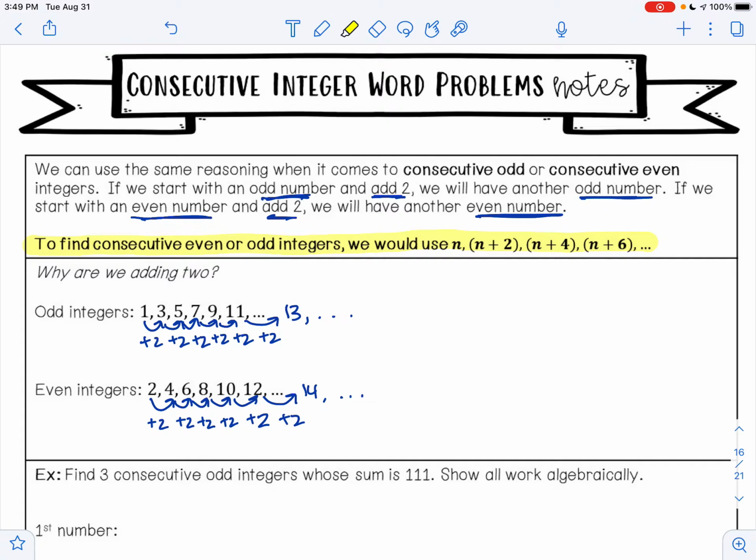So if you look, it doesn't matter if you have odd numbers or even numbers, you're always adding 2. And that is why, instead of adding 1 every time, we're adding 2. So that's why that works.